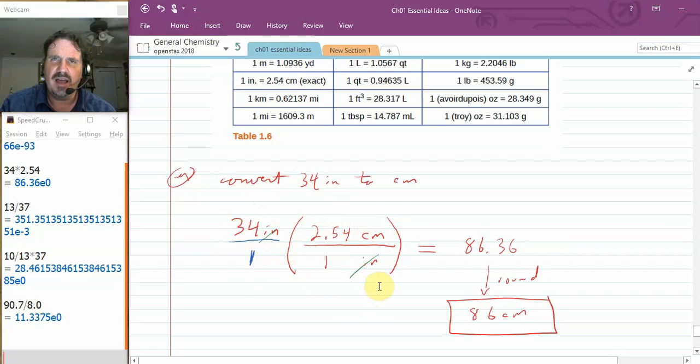Now, I could have done it the opposite way. I could have put inches on the top and centimeters on the bottom. Why did I choose it this way? Because I'm trying to convert those units. And I also know a rule about fractions. If I have the same thing on the top and the bottom, they cancel each other.